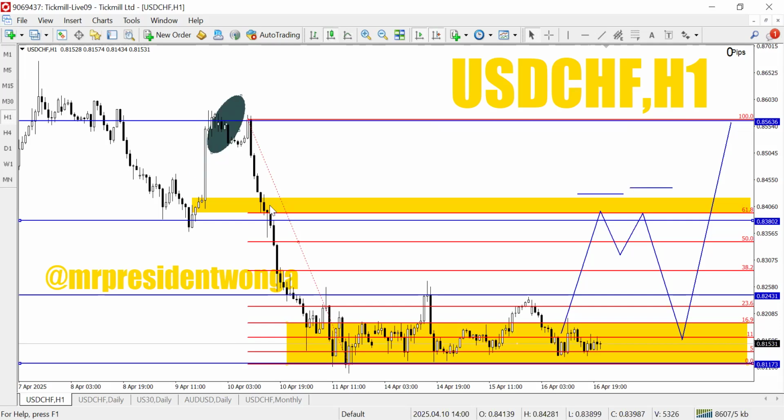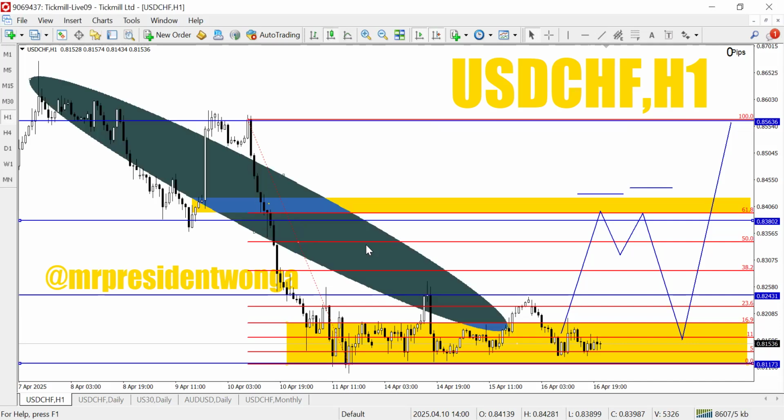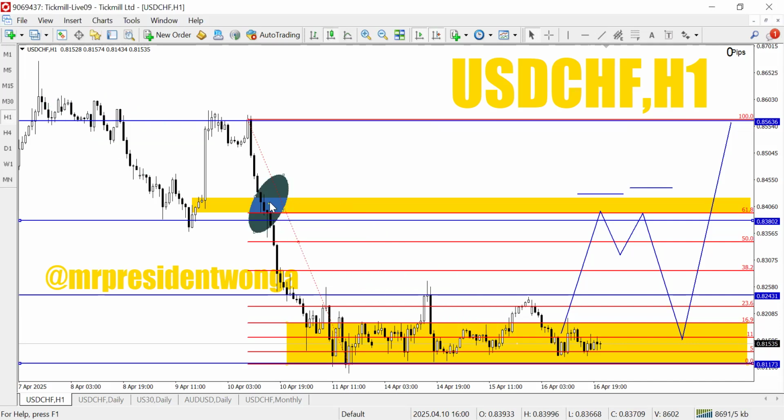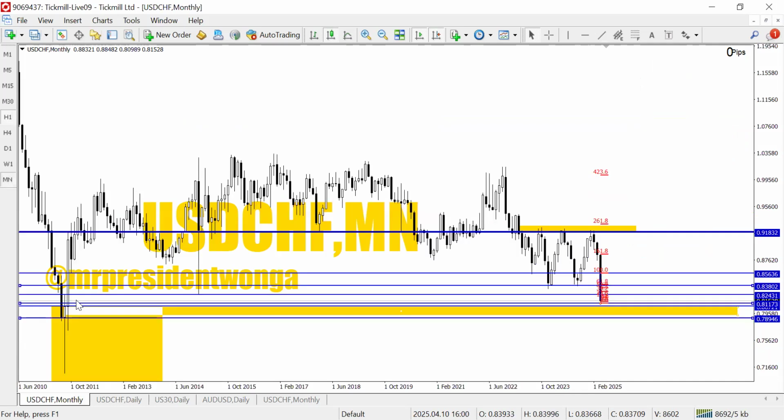Okay, is there a question? What's the question? Oh, okay. So my expectation, this is the expectation in terms of USD CHF. Price goes there. Then you enter your sell towards here. Then you buy here. Price pushes towards the upside. This is based on what we analyzed on the monthly time frame.